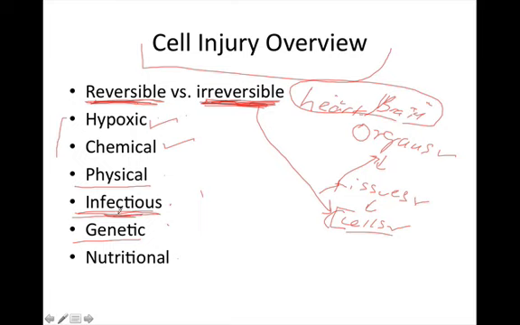Like for example, gas gangrene more than likely is going to be irreversible, just due to the extent of the damage it's going to cause. And not always, but it can. Obviously, the longer you leave it without treating it, the worse it's going to get, because oftentimes gas gangrene leads to amputation.